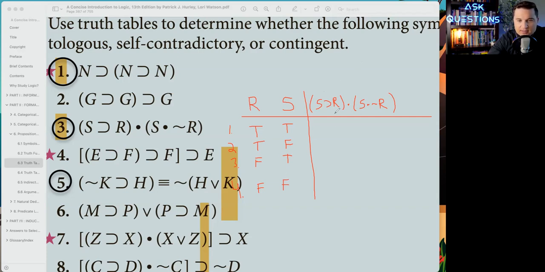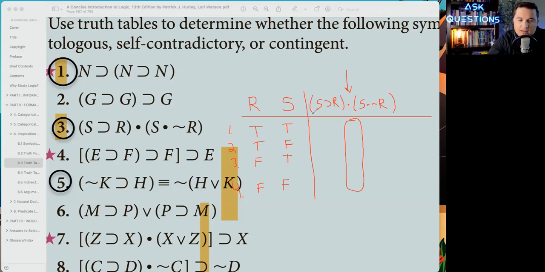What's the main connective in here? Well, it can't be this horseshoe. That only applies within these parentheses. It can't be this and. That only applies within these parentheses. It has to be this conjunction. That's the main connective. And so we really care about the 4 truth values under it in this column. If these are all T's, then this is a tautology. But I already said I suspect that it's a self-contradiction. So we should expect all F's here. If it were contingent, we would have at least one T and at least one F.